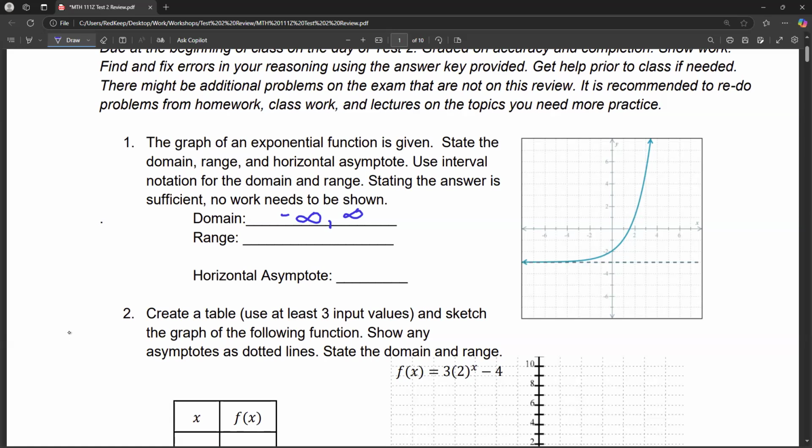And then, of course, for the brackets, we're going to use rounded because this is going off to infinity, and we'll never actually get there. So no hard brackets for infinity. Next, we're checking out the range.